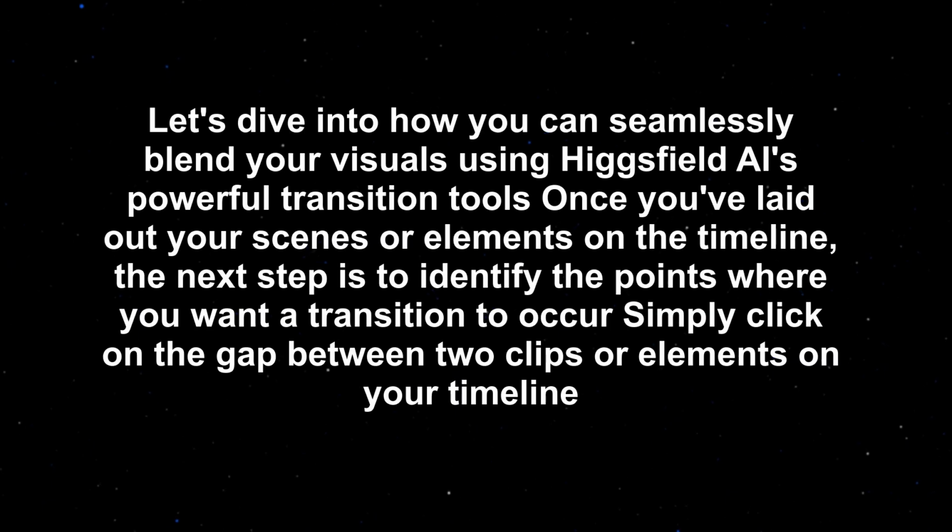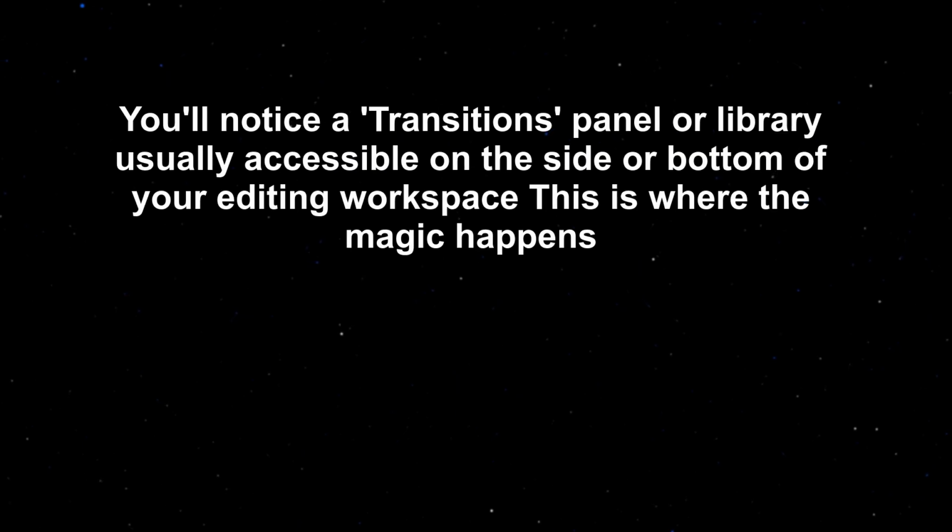The next step is to identify the points where you want a transition to occur. Simply click on the gap between two clips or elements on your timeline. You'll notice a transitions panel or library usually accessible on the side or bottom of your editing workspace. This is where the magic happens.